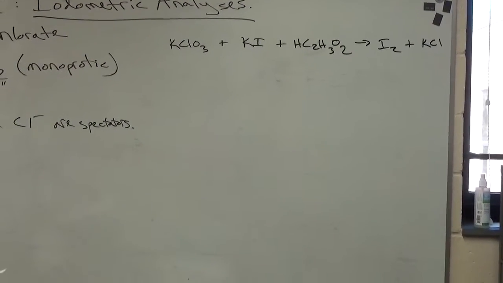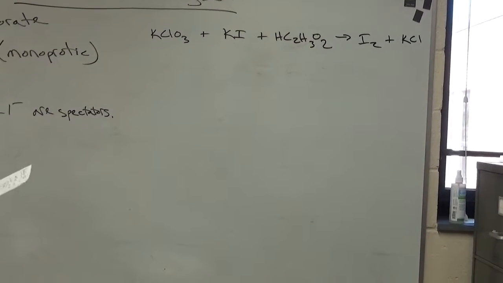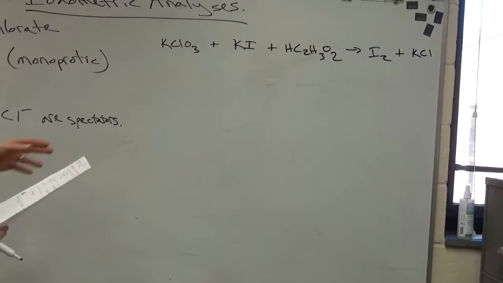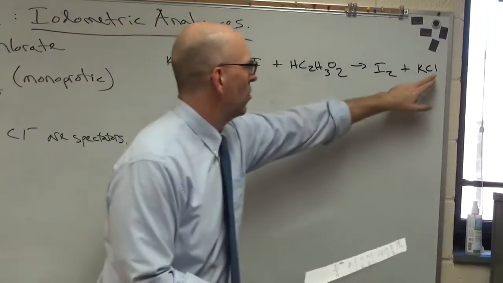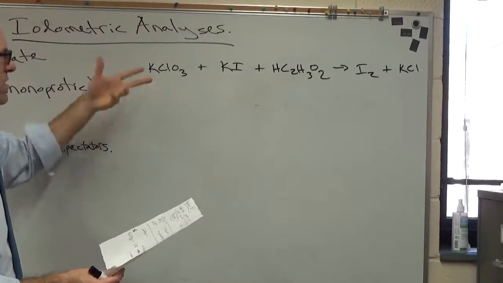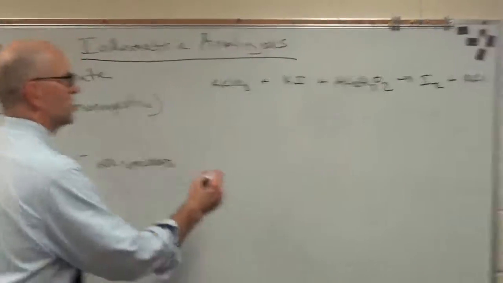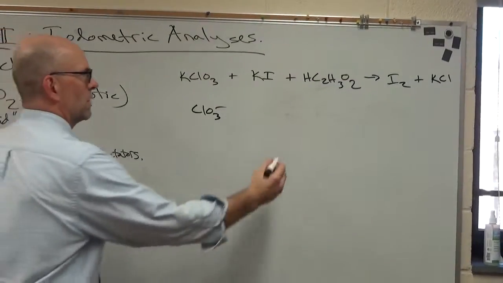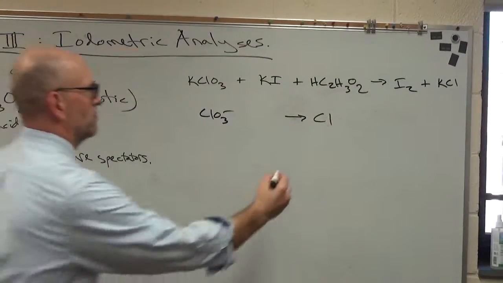All right, so we want to break this down. The first thing I think you can do here is get rid of the spectator ions. I think we can figure out what's happening here. Chlorate is turning into chloride, and potassium there is the spectator ion. So we can probably safely just get rid of that. We'll put it back in later. So we have chlorate going to chloride. Let's just go ahead and balance it now. Oh, that's negative.